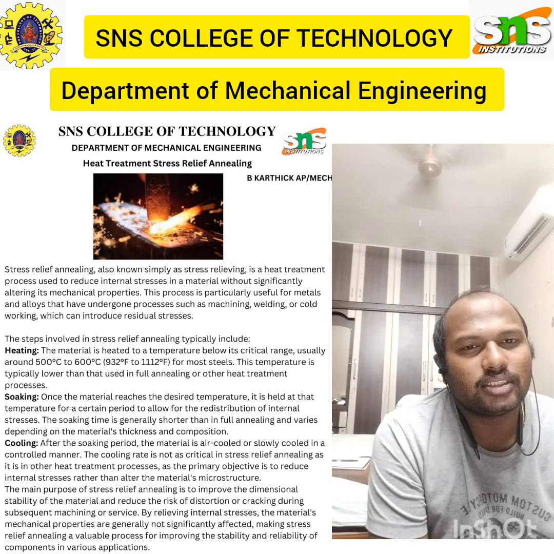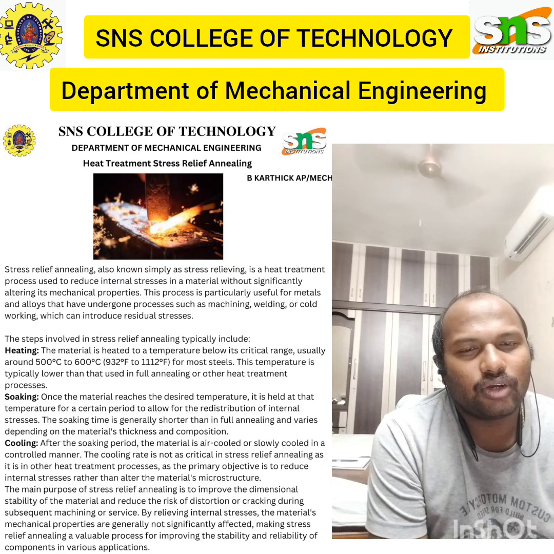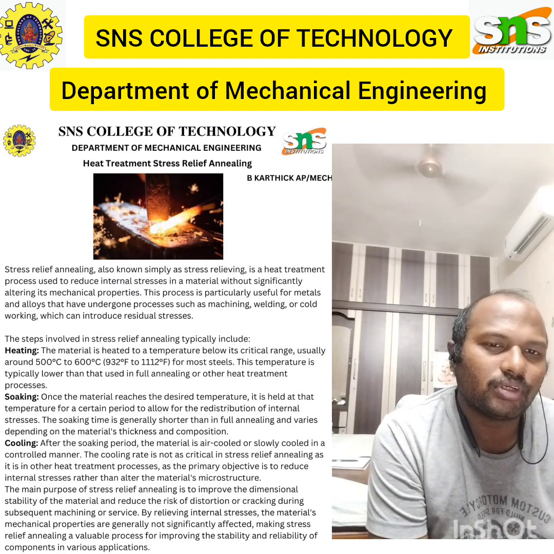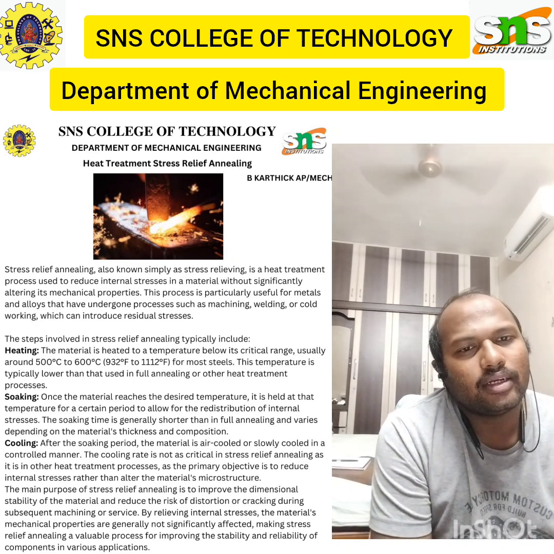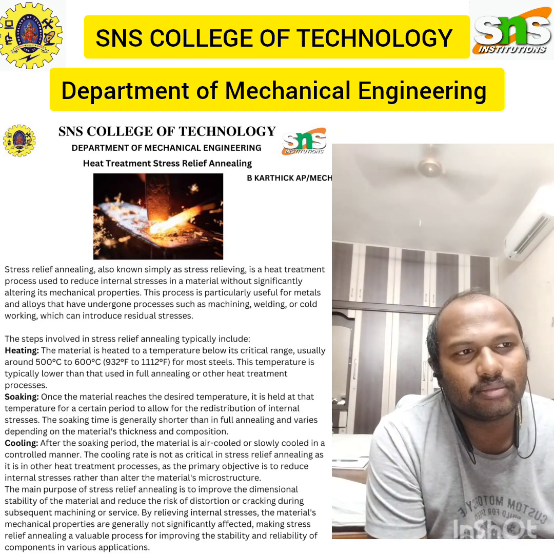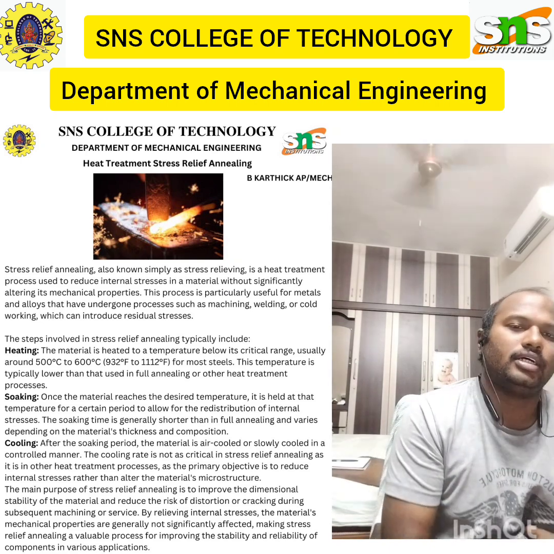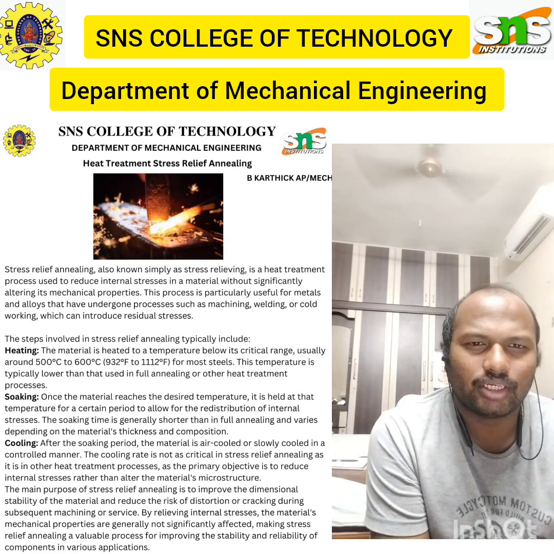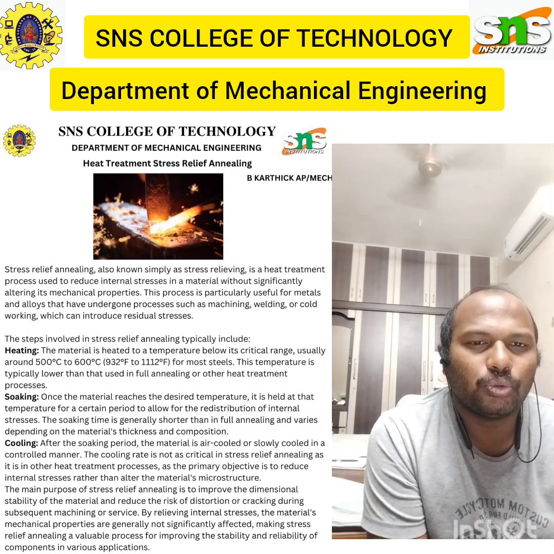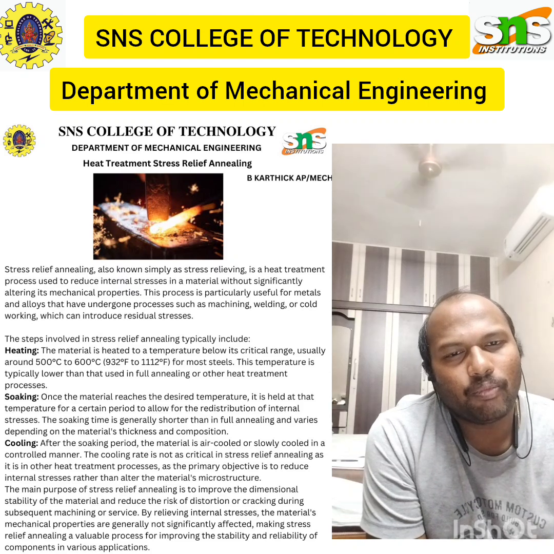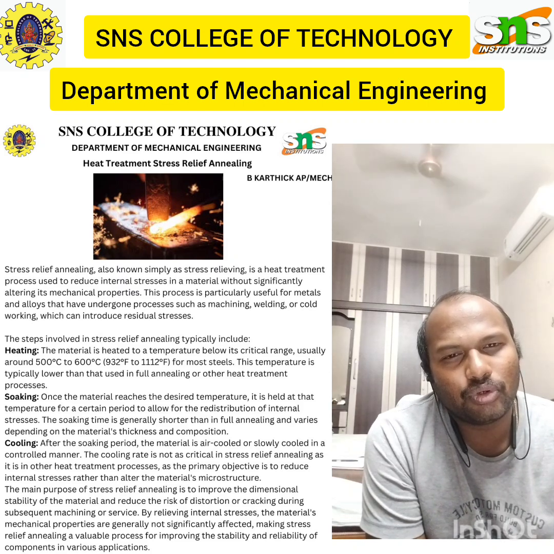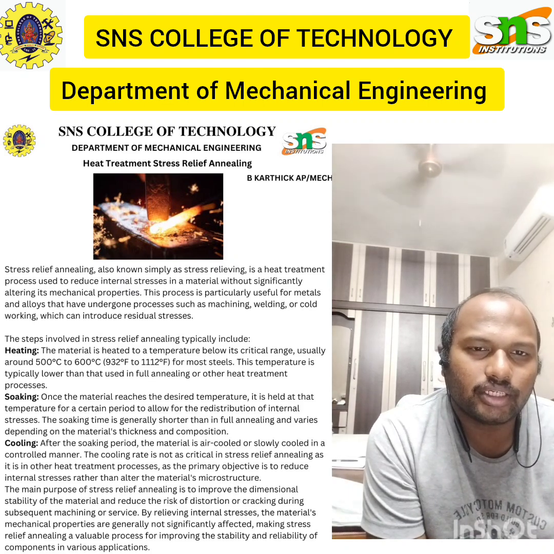So stress relief, as the name implies, means that we are going to remove or relieve the stress from the material. The stress is formed in the material because of many mechanical workings or heat workings. This stress has to be relieved before employing any material in applications. If the stress is not removed, then the material may crack or get damaged.